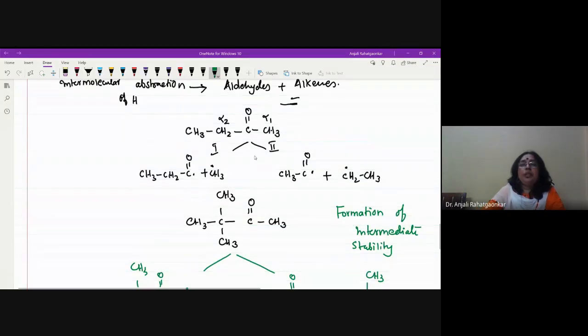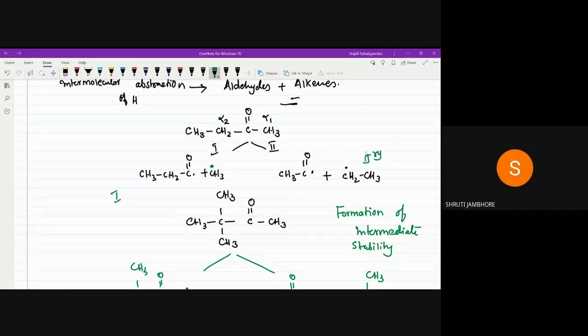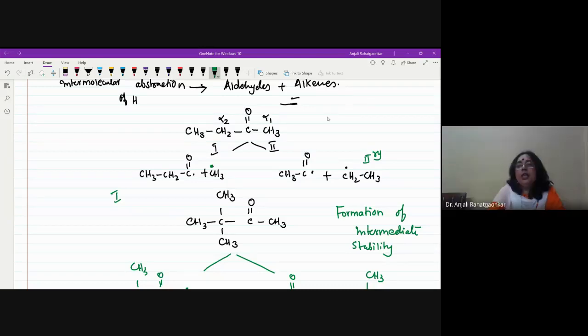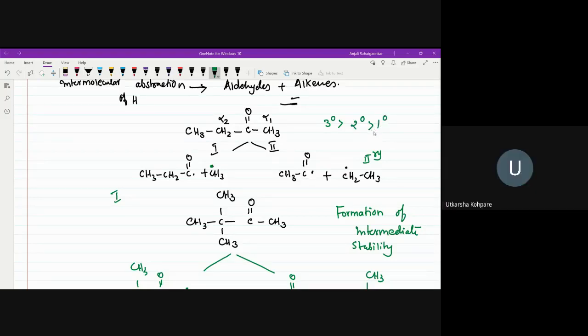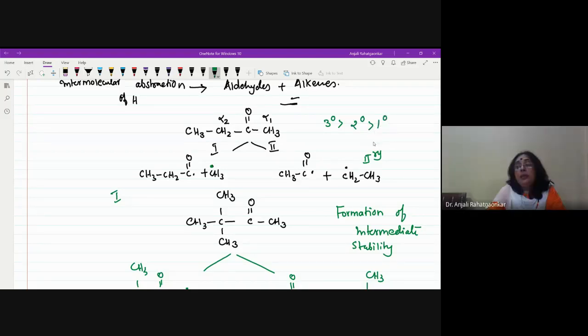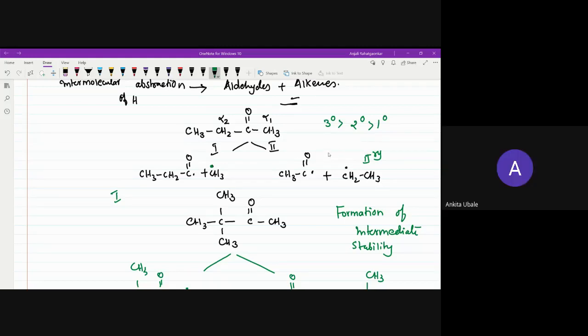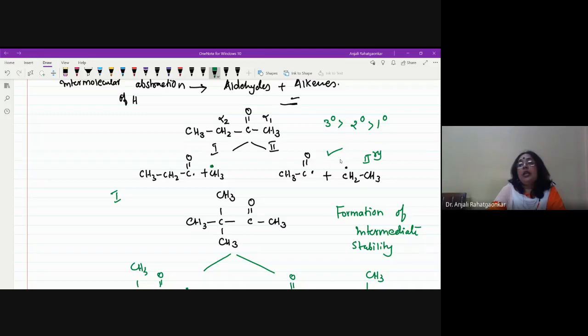इसमें फर्स्ट केस में क्या फॉर्म हो रहा है, कौन सा रेडिकल फॉर्म हो रहा है, this radical is a primary radical. और यहाँ पे क्या हो रहा है, सेकेंडरी रेडिकल. So if we see the stability of the radical, tertiary is more stable than the secondary than primary. तो बताइए अभी. Second. So this second case is feasible over here.